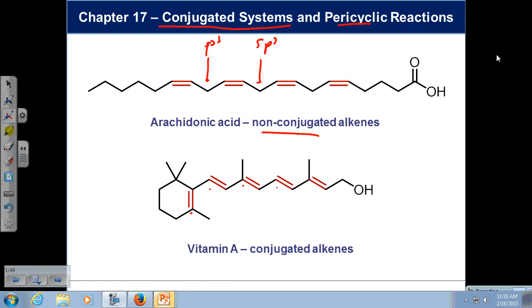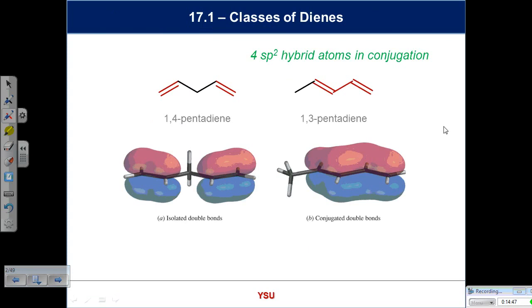So you'll see very useful materials now. Vitamin A at the bottom has obvious medicinal properties, and arachidonic acid at the top is the molecule that goes into making all sorts of prostaglandins as sort of useful biomedical materials. So what we're going to do is define what a diene is, and then go into polyenes, and then see some chemistry. So you have different types of diene.